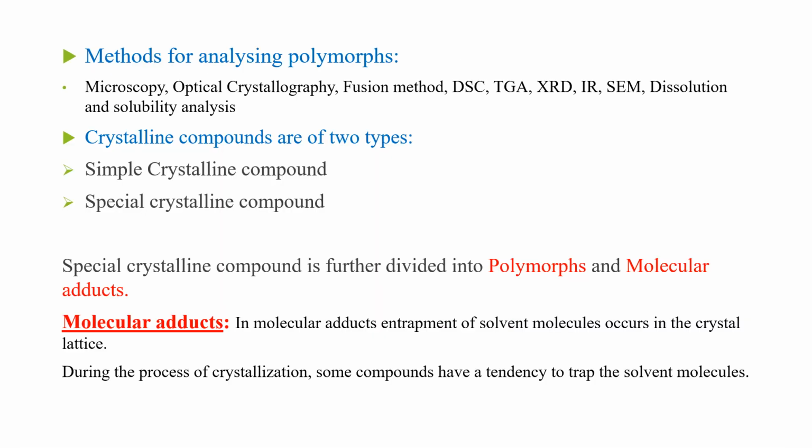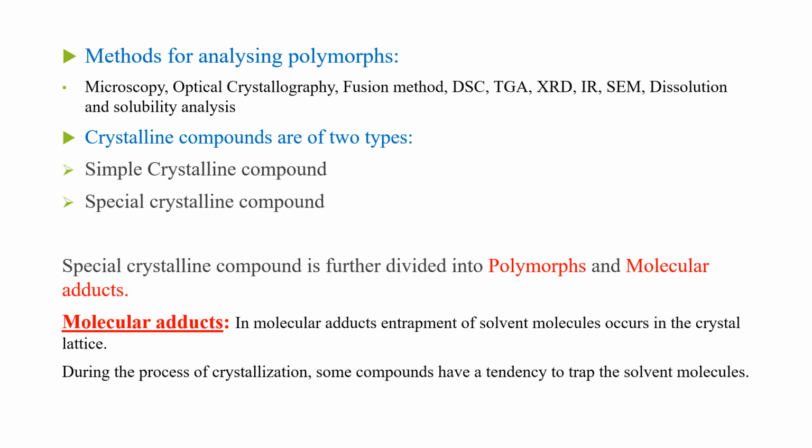Now the next topic is the methods for analyzing polymorphs. The methods are as follows: microscopy method, optical crystallography method, fusion method, differential scanning calorimetry, thermogravimetric analysis, X-ray diffraction method, infrared method, scanning electron microscopy method, and dissolution and solubility analysis method.